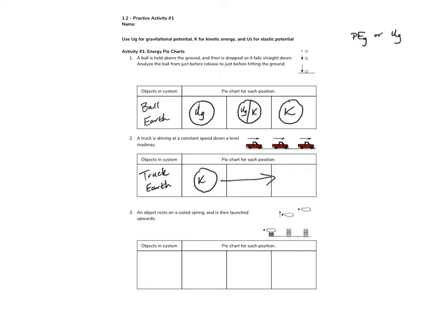All right, last one here. We have an object pressed up against a spring. So this spring is compressed and then it is released. And then this blob, or this object, ultimately for that split second is at rest at the top of its motion before it starts falling back to the ground. So the objects in our system, we have the spring, we have the blob, and we have earth.